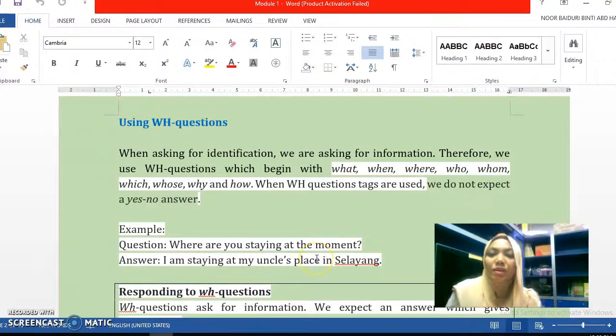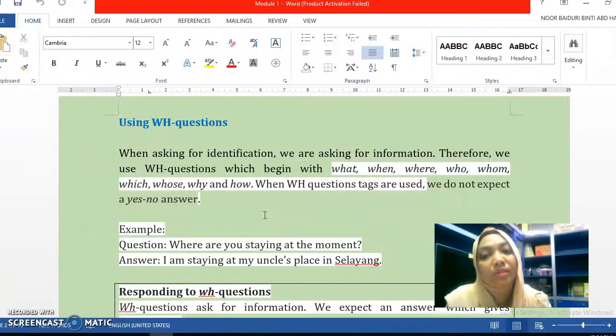Now, since we are asking for identification, in English we are going to use WH questions. WH questions are normally questions we ask in order to get information. We are going to use what, when, where, who, whom, which, whose, why, and how. The reason we use all these WH question words is that they will not give you a yes or no answer, because the response we expect to get is information.